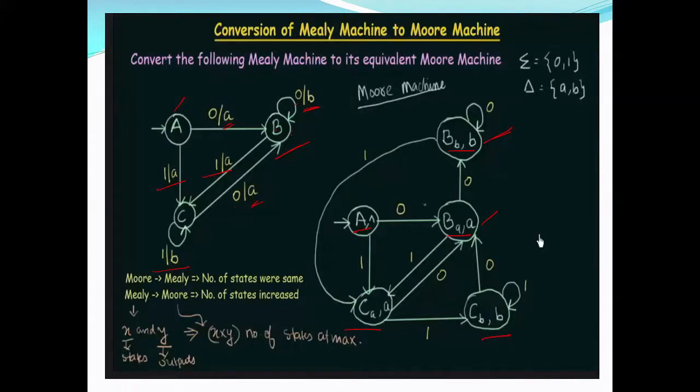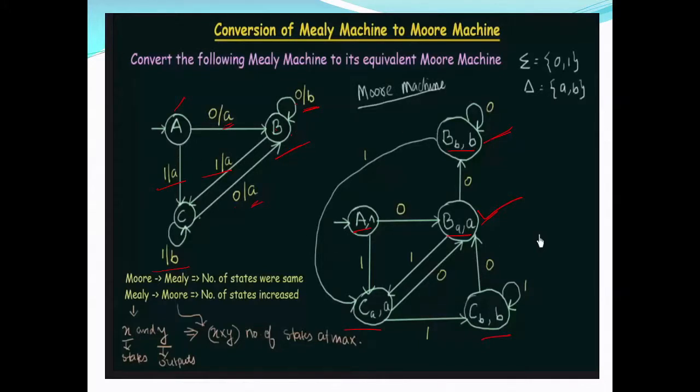Now, how to make the transitions? For example, look at this. A on 0 is going to B, but the output is A. B has 2 copies, so which copy you have to go to? This transition is going to B, but the output should be A. That means I should go to the copy of B whose output is A. You should not go to the other one. If you go to that, you don't get the correct result, because the output will be B, but the output here should be A. So I'm going to that.